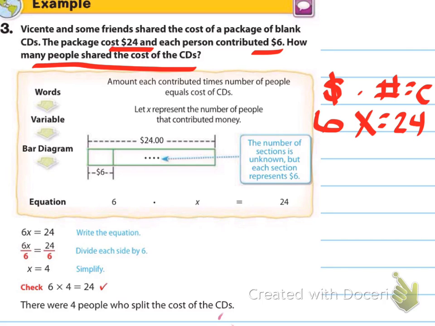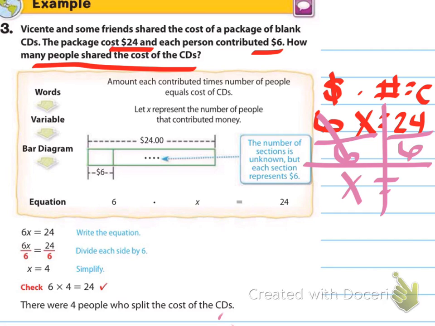When we're solving to figure out how many people contributed, we're going to do our T-chart. And we're going to say, okay, we're going to divide by 6 here, divide by 6 here. We get x by itself. And then 24 divided by 6 is 4. So the number of people is 4 people who split the cost of the CDs.